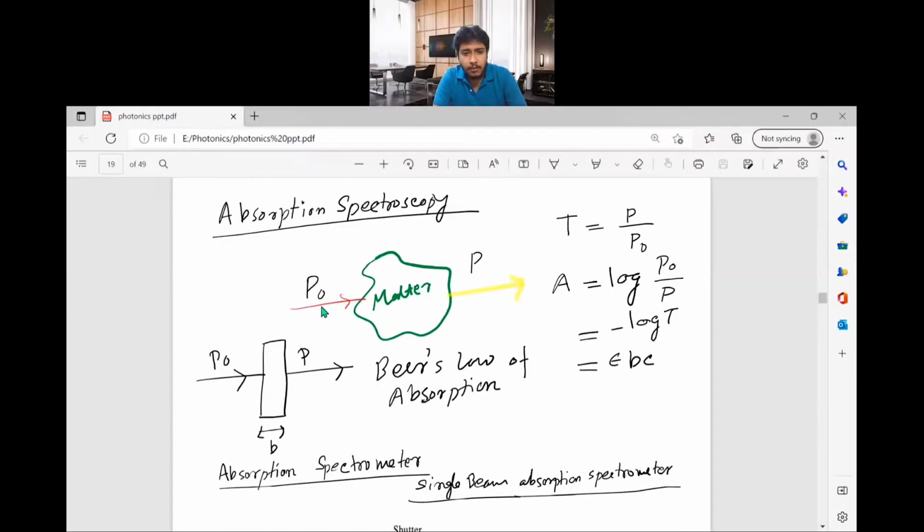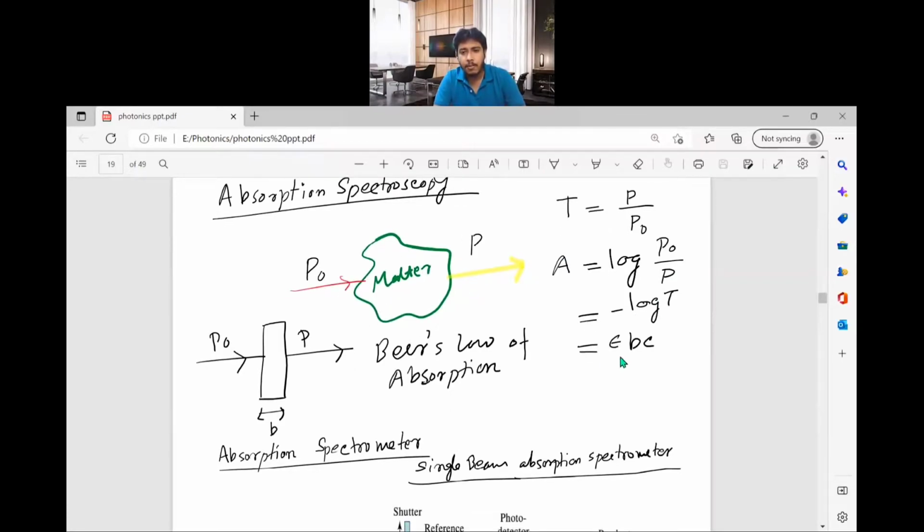If P0 is the incident power and P is the transmitted power, the transmission coefficient can be related as P by P0, the transmitted power divided by the incident power. The absorption we can relate as the incident wave divided by the transmitted wave. This difference is basically the light absorbed here, the energy absorbed here. So this can be related: minus log T is equal to epsilon bc. This is Beer's law of absorption, which is related to the absorption.